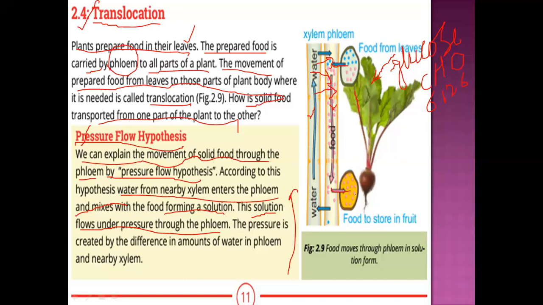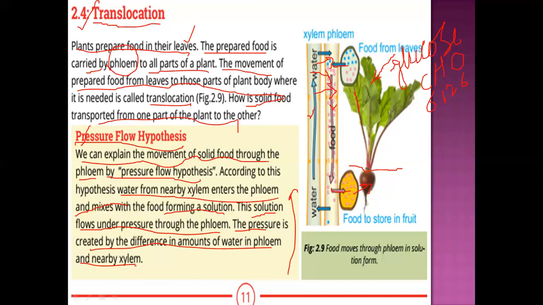This is a turnip, and like from the leaves, food is stored here. This is underground. You know, potatoes, carrot, radish are present under the ground and they are roots actually. So this food is absorbed in the root and that gets swollen, and we eat that stored food. This pressure is caused by the difference in amounts of water in the phloem and nearby xylem.